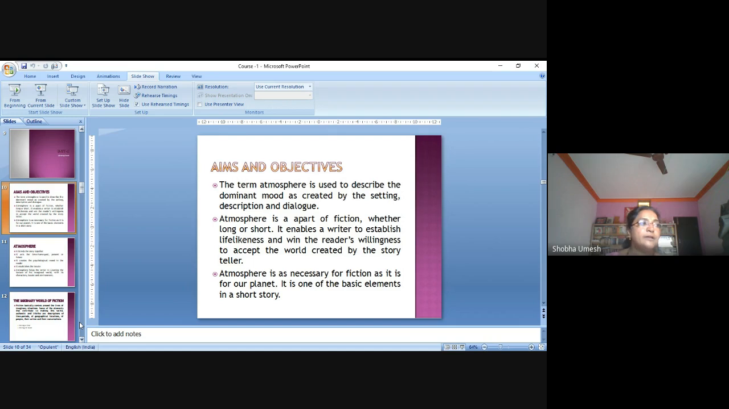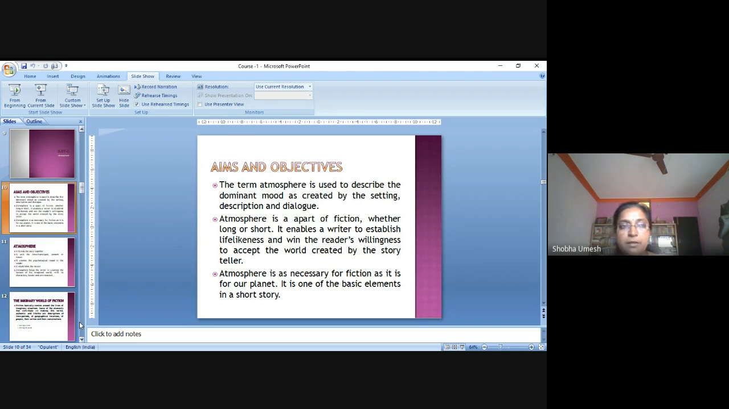See, when we design a plot, we even think about the characters. How many characters we are going to incorporate in the story, what role they are going to play, what dialogue will be given to that character, and whether the character tries to reach the mass. And also the atmosphere is very important. So atmosphere means where the plot takes place, or in which circumstances it is incorporated. Atmosphere is a part of fiction, whether long or short. It enables a writer to establish lifelikeness and win the reader's willingness to accept the world created by the short storyteller. See, the atmosphere should be so realistic.